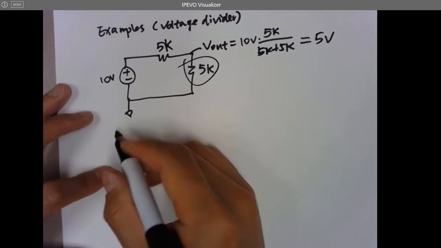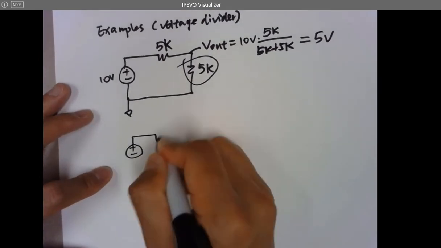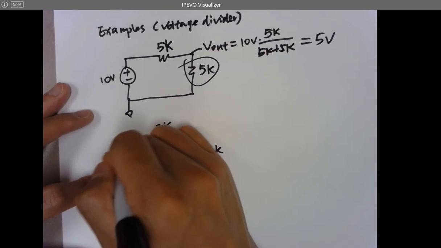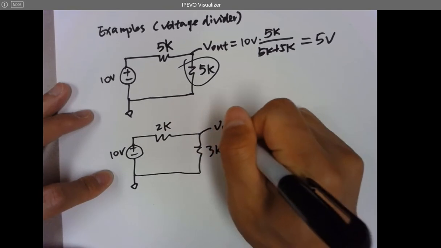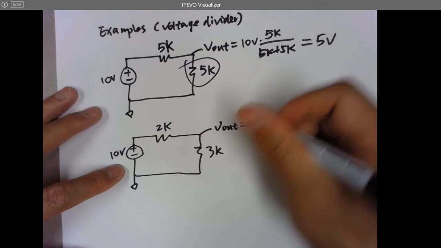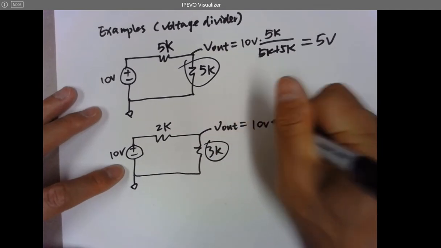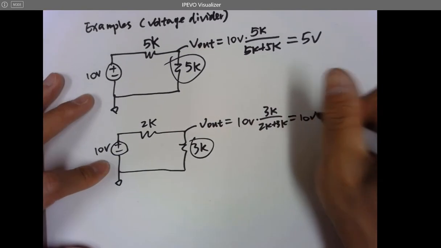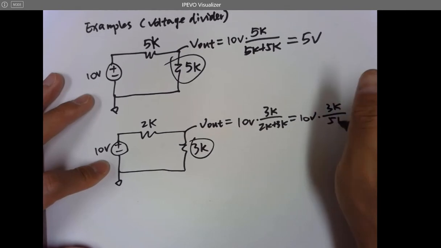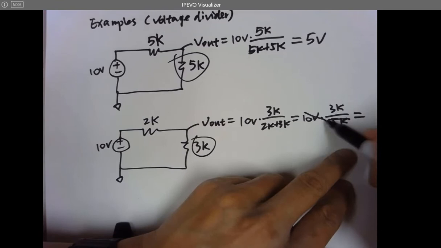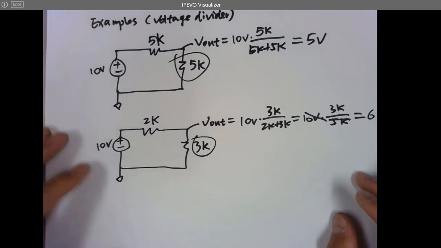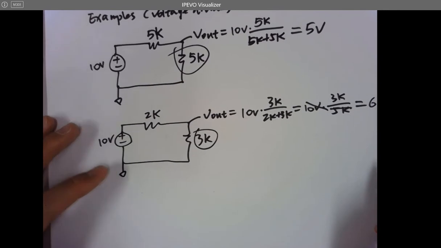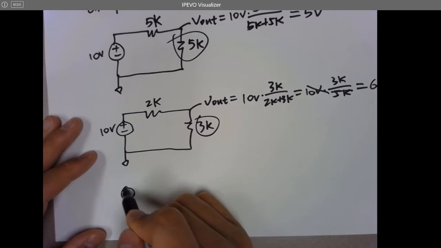And another example. So V out equals what? Definitely 3K on the top, which is 10 volts times 3K over 5K. And this is actually 6 volts. So V out is 6 volts. And one more example for voltage dividers.